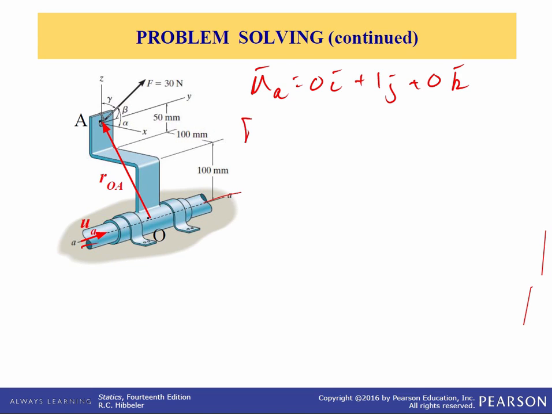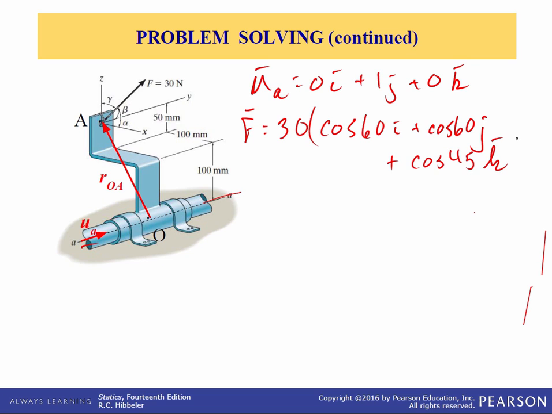And breaking up the force into its Cartesian components is easy since we're given alpha, beta, gamma. The force magnitude is 30. It's times the cosine of alpha, which is 60, in the i direction, plus beta was 60 also, so cosine of 60 in the j direction. And gamma was 45, so it's plus cosine of 45 in the k direction.